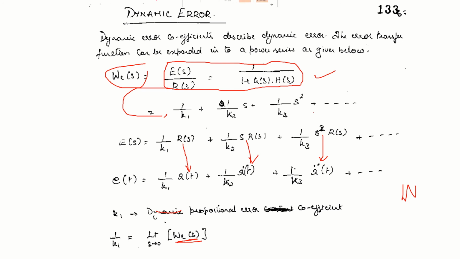So now you have understood how to find the steady state error and Kp, Kv, Ka, that is the position error constant, velocity error constant and acceleration error constant. Similarly, how we can calculate the dynamic error coefficients K1, K2 and K3. This is how we can calculate the error values. Thank you very much.